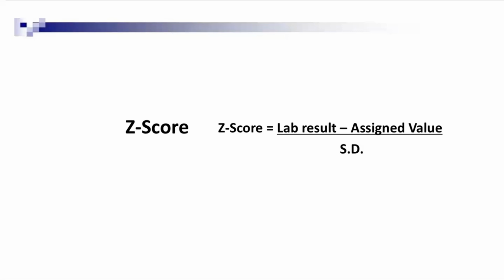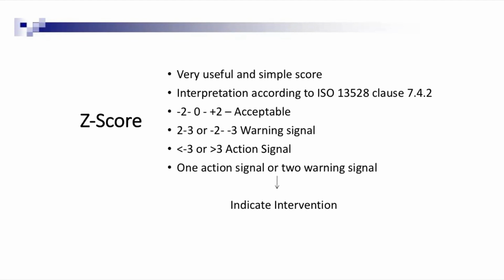Suppose assigned value is group mean, and the standard deviation is calculated by the PT provider after receiving all the results from all the participants. Now suppose standard deviation for glucose is 2, group mean assigned value is 100, and a patient result is 102. 102 minus 100 divided by 2, that is 2 divided by 2, which is 1. And what this is saying, -2 to +2 is acceptable. So it is acceptable.